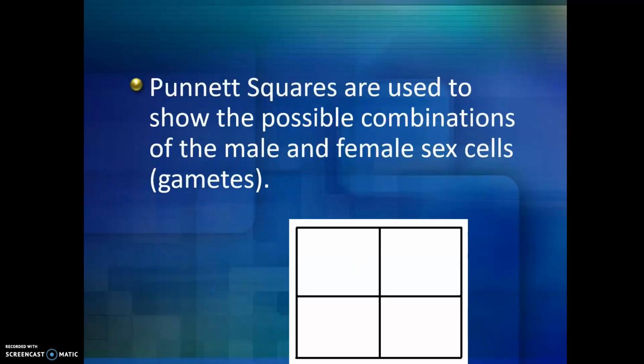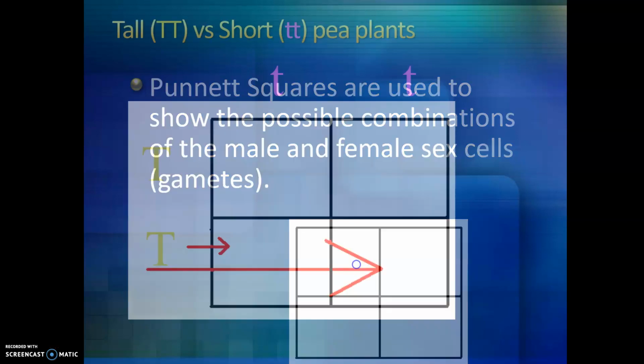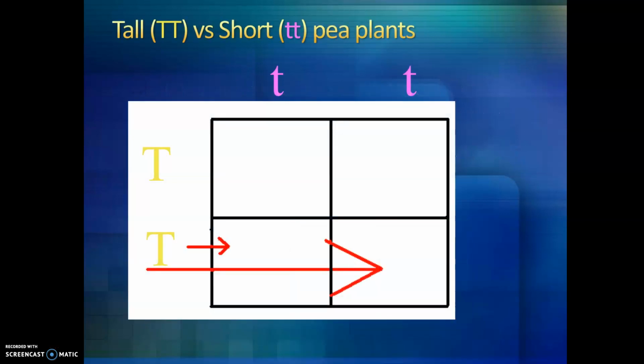All right, so Punnett squares are used to show the possible combinations of the male and female sex cells, or the gametes. So let's look at a tall parent versus a short parent. Now, in all reality, it does not matter which parent you put in which direction. You're going to come up with the same answer every time. So don't get hung up on those details.